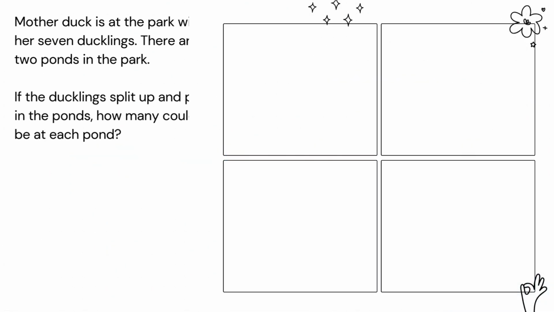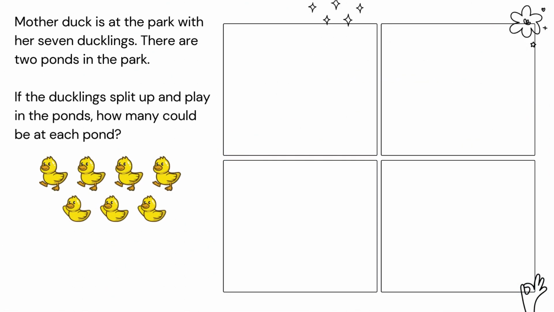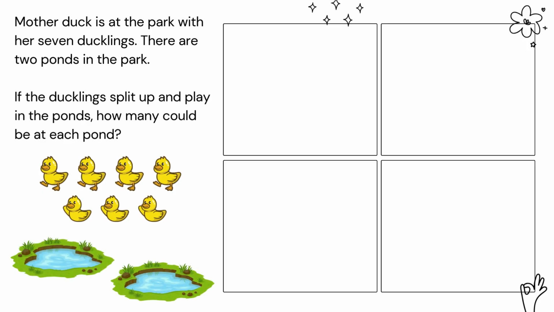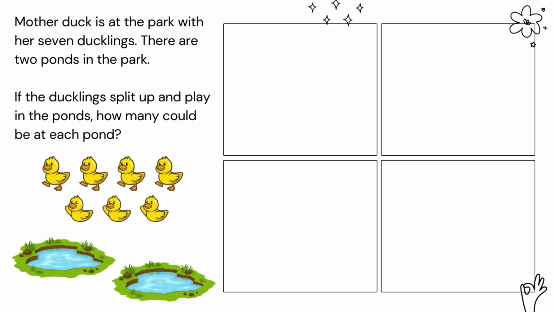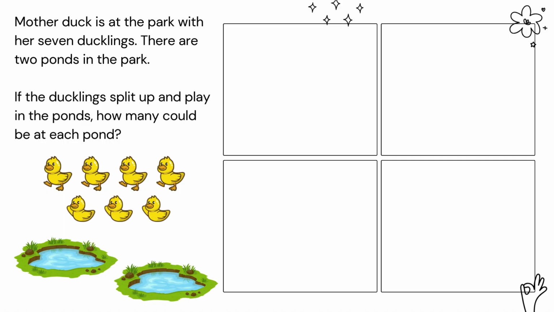Mother Duck is at the park with her 7 ducklings. There are 2 ponds in the park. If the ducklings split up and play in the ponds, how many could be at each pond? We can think of the number 7 as a whole, and we can split it into 2 parts in different ways. Here are some possible equations to show how the ducklings could be playing.